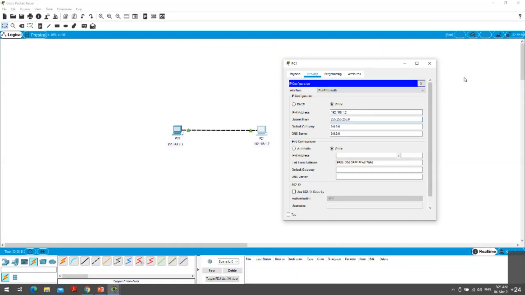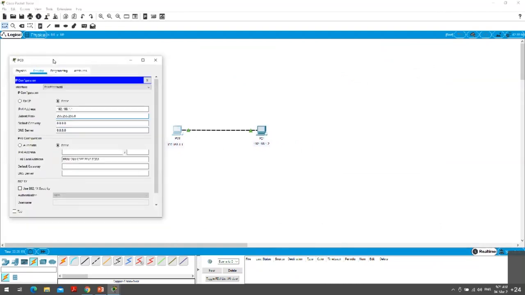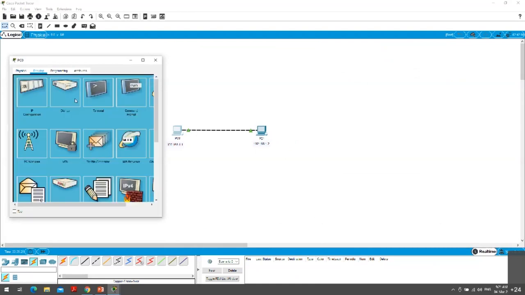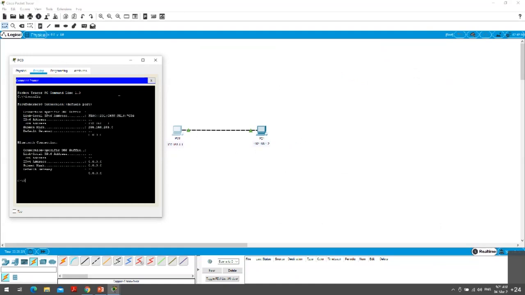Now you have given the IP address. Now you can ping to each other. Let's start with this PC. What I'm going to do is go to my desktop, go to my command prompt, and in the command prompt, I'm going to type ipconfig. It tells me what my IP address is: 192.168.1.1.